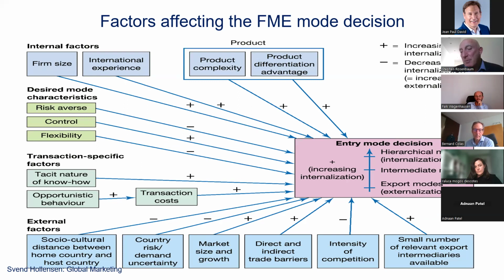Raluca, you talked about intensity of competition. Yes, if that's very intense, that's a minus. Then you should be exporting because your estimated market share might be a lot lower than it actually is, and you have market risk. And if there's a small number of relevant export intermediaries, then you need to be hierarchical, because you can't rely on partners. So basically what you do is you look at your particular company, let's say Oatly, and you're thinking about a particular region like Latin America. You can use this as a framework to decide, should we set up our own bottling plant in Brazil? Should we have a licensee in Brazil, an intermediate mode? Or should we simply produce in the US and export to Brazil, for example?